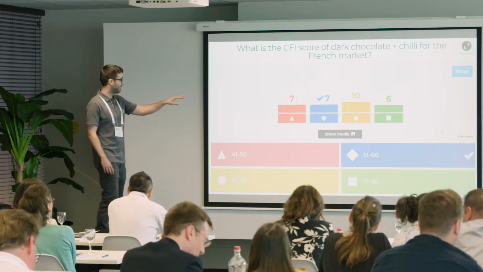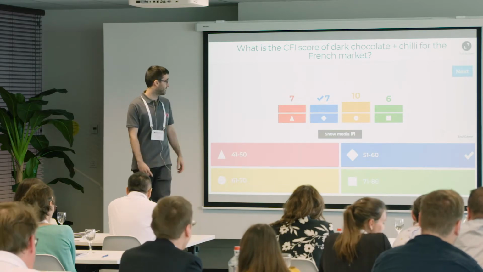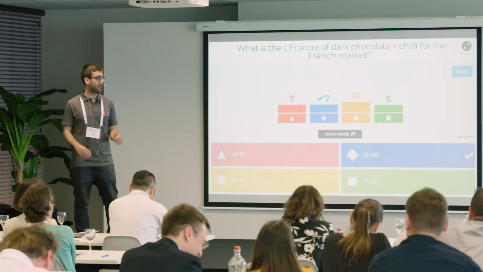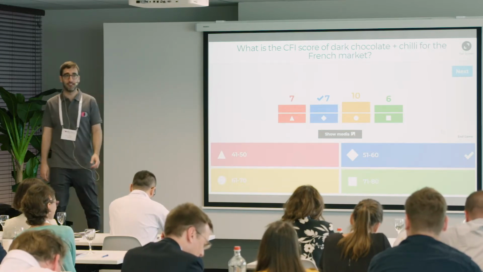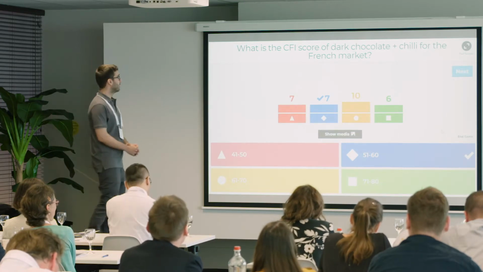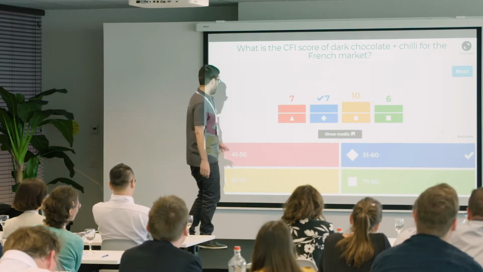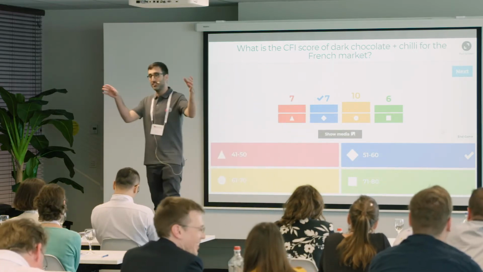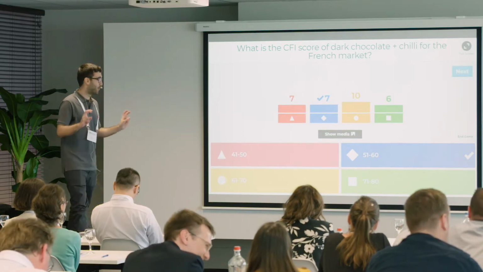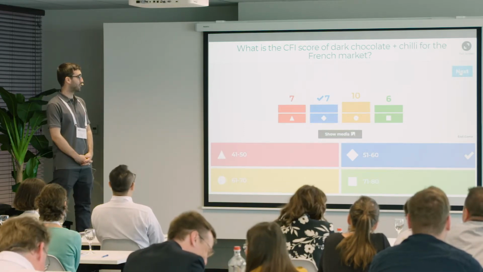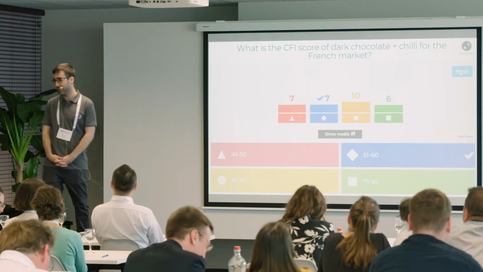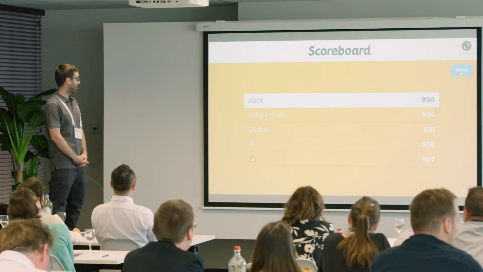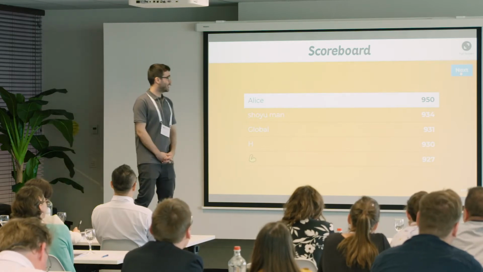OK, so there's no consensus, it's a bit of everything. At the end of the game, we can go to the slides and we will see who made the good choice. This is the right choice, but afterwards we will see the metrics and you will understand why this is the proper CFI score for this dark chocolate and chili pepper combination. I think Alice was probably the fastest to decide.